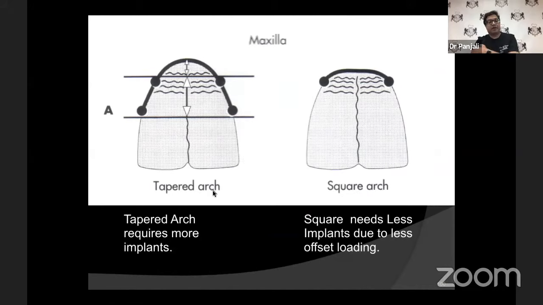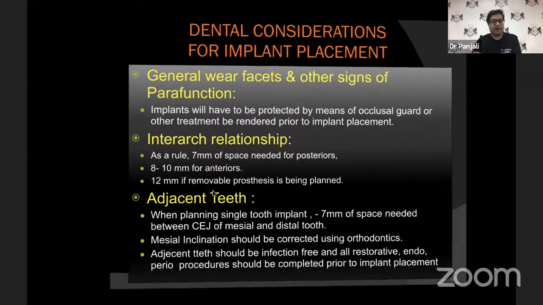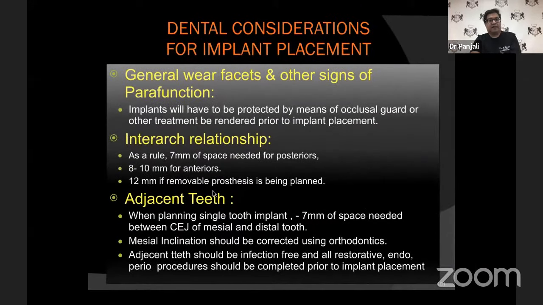If you see a tapered arch, and if you're doing a full mouth rehab, ensure that you increase the number of implants and put some more anteriorly as well. However, with a square arch, you can spread the implants further apart. The general signs of wear are a concern, but they are not such a big deal.